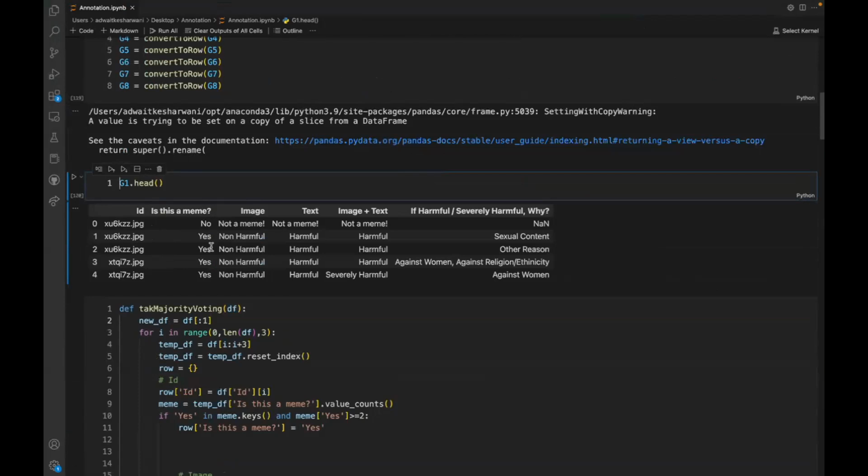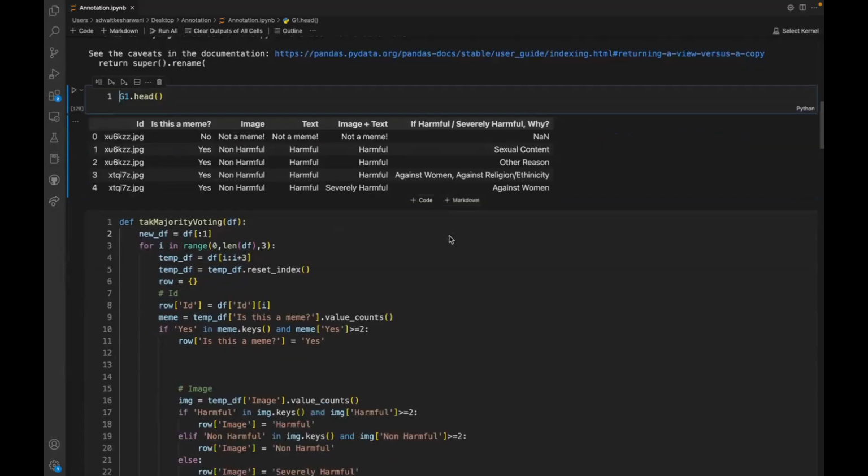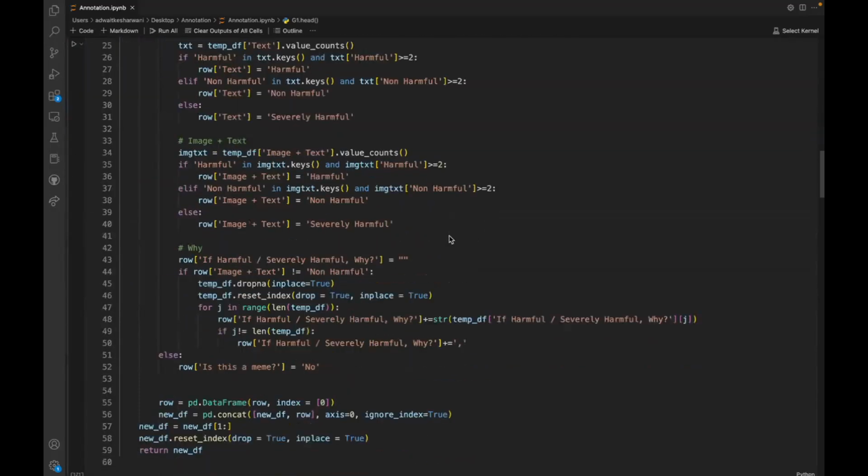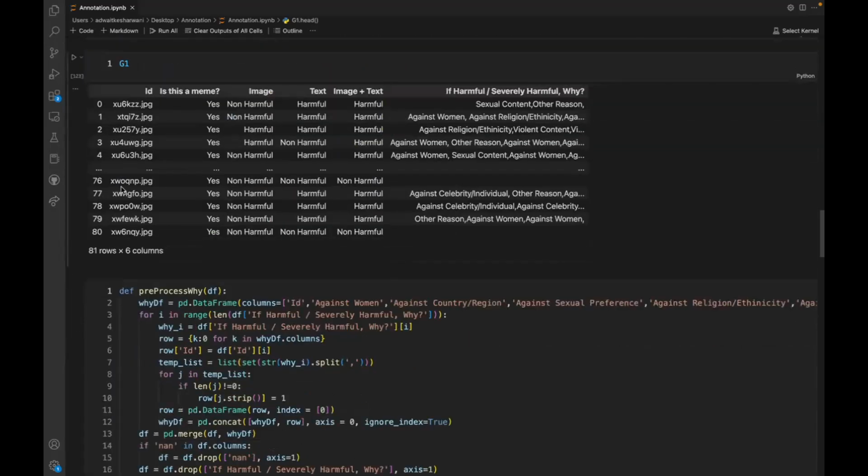So we have taken the majority voting, and we'll consider that this image ID is a meme. Both of the annotators who are saying that this is a meme have mentioned reasons: the first one is saying that the image contains sexual content, and the second one is saying that it is harmful because of some other reason. So we have concatenated all the reasons after taking the majority voting. After doing all the pre-processing, this is all the code, and we got the data set in this format. Here we have one data point for every meme, and all the reasons are concatenated, separated by commas.